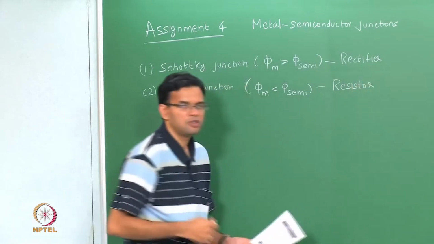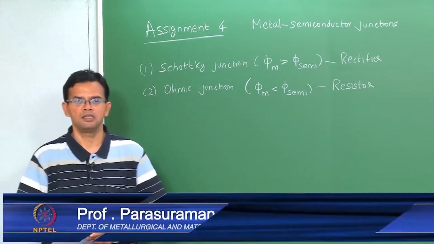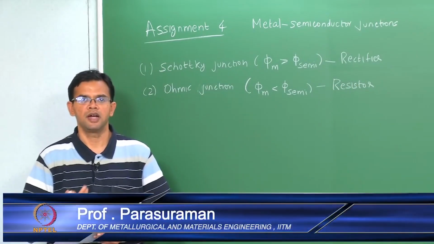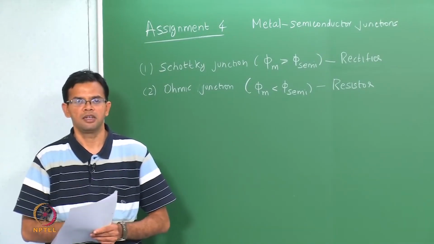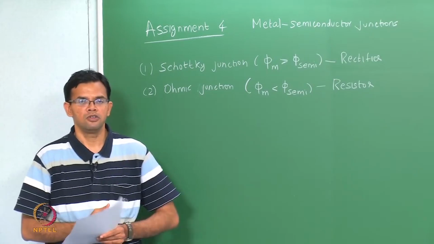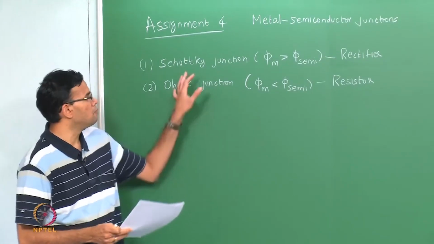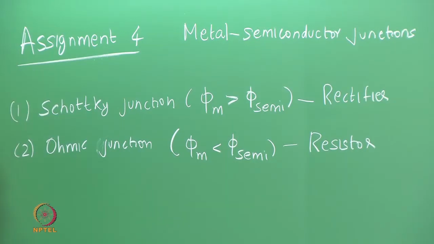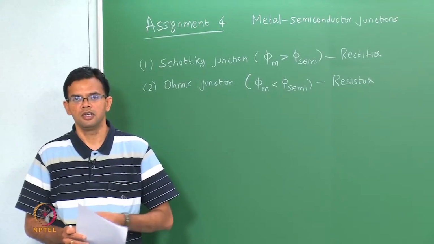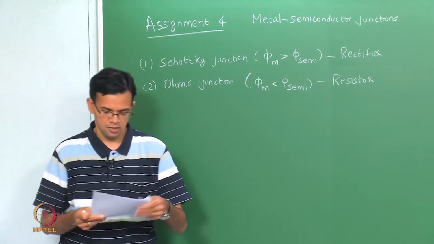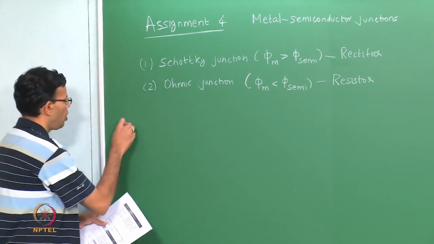It conducts both in the forward and the reverse bias, and the conductivity is defined by the conductivity or the resistivity of the semiconductor material. So, in today's assignment we will be looking mostly at Schottky junctions. We will do some calculations on the Schottky barrier, the contact potential, and also the current in the forward and reverse bias. So, let us go to problem number 1.